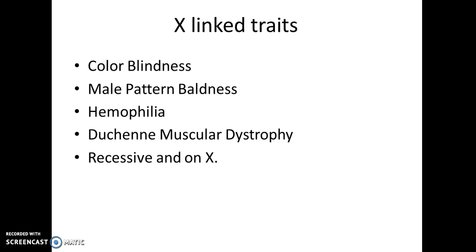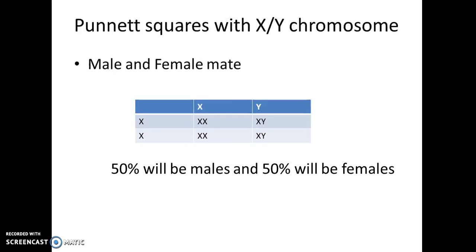Again, they're recessive and they're on the X chromosome. So Punnett squares with X and Y chromosomes behave the same way. On top here we have the male. On the side we have the female individual. The females give an X. Males either give an X or a Y. So you have XX, females, XY, males. Right? Makes sense, I hope.